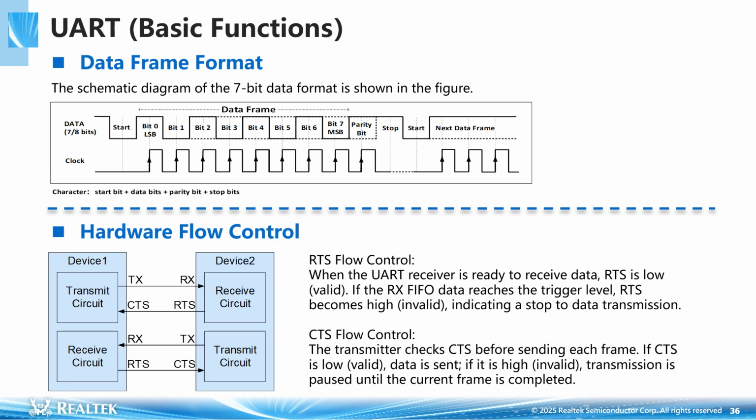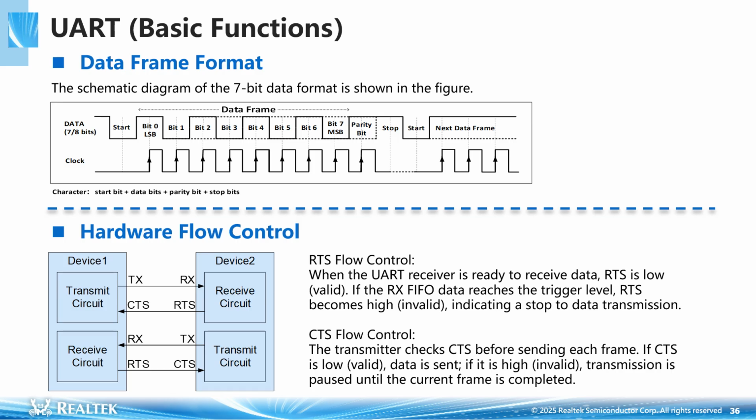The data format of UART is shown in the diagram. Each data frame starts with a start bit, followed by data transmission, a parity bit, and stop bits. Support hardware flow control. RTS flow control. The UART receiver signals its readiness to receive data by setting the RTS pin to a low state, indicating a valid condition. When the receive FIFO data reaches the trigger level, the RTS pin outputs high state, signaling an invalid condition and indicating a stop to data transmission.